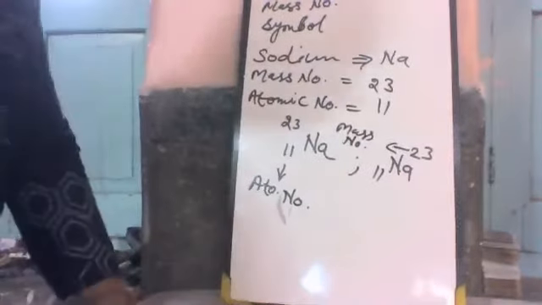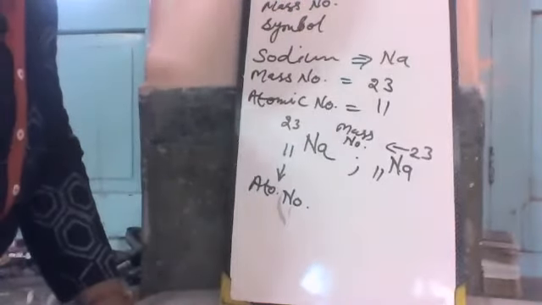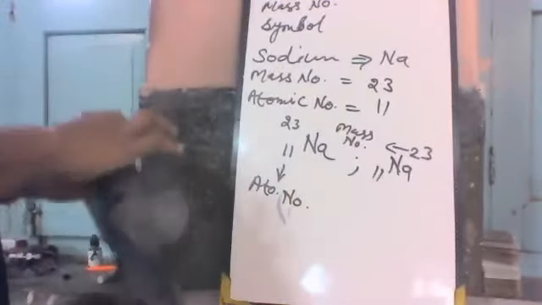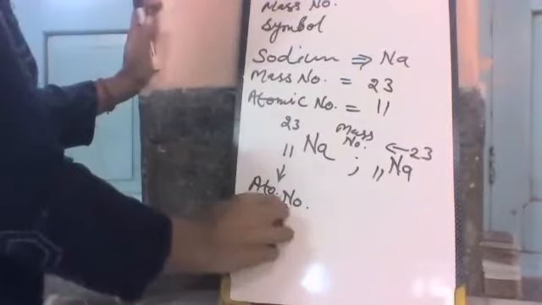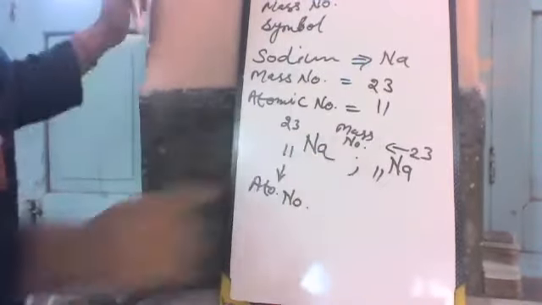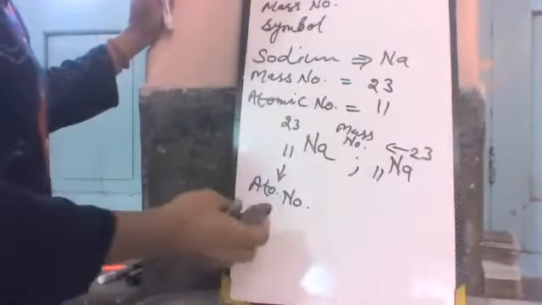Is it clear to you? Yes. How to represent mass number and atomic number in a symbol? This is the way. At the subscript we write the atomic number, and above the symbol we have to write the mass number. From this we can calculate the number of protons, neutrons and electrons also.